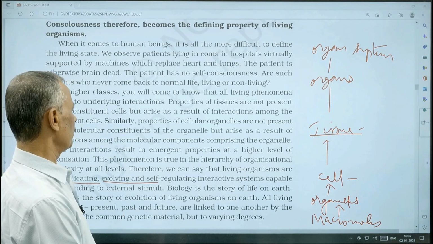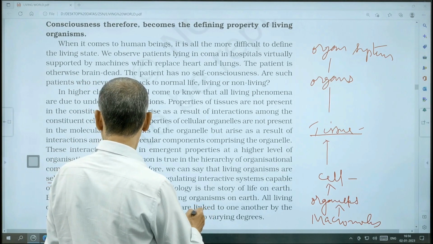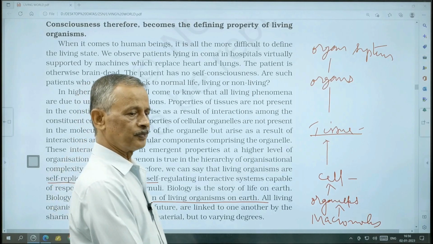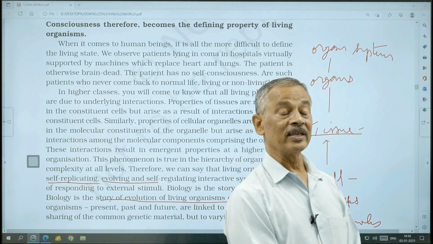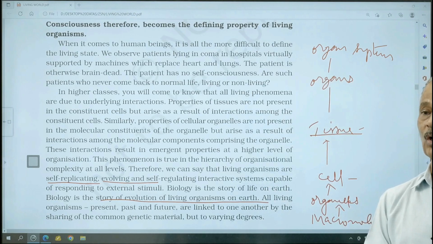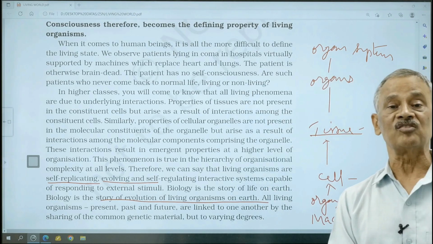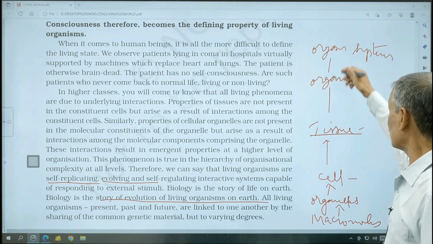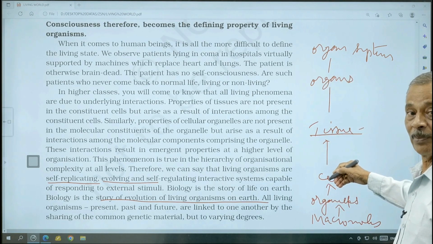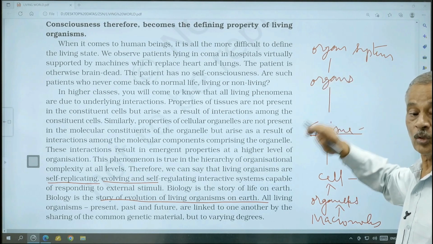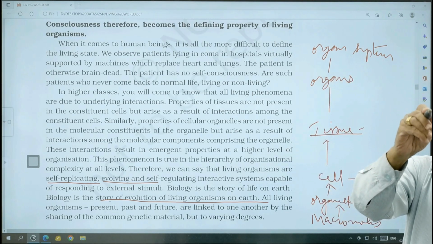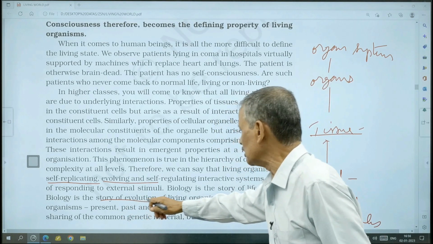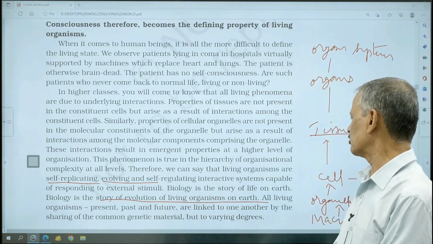As I have told you in the beginning, biology is the story of evolution of living organisms, not only of living things, but also living activities, but also how these living organisms evolved. All organisms do not belong to the same complexity. They have evolved. So we have to study that history of their evolution. That's why we say that it is the story of evolution of living organisms on Earth.